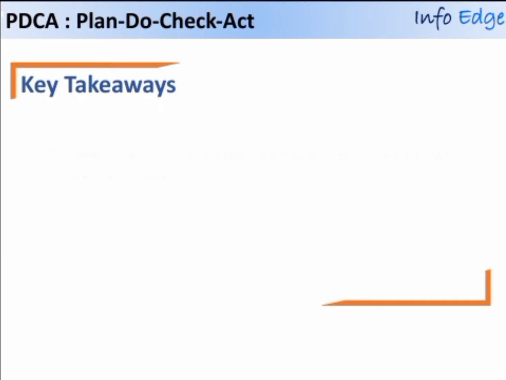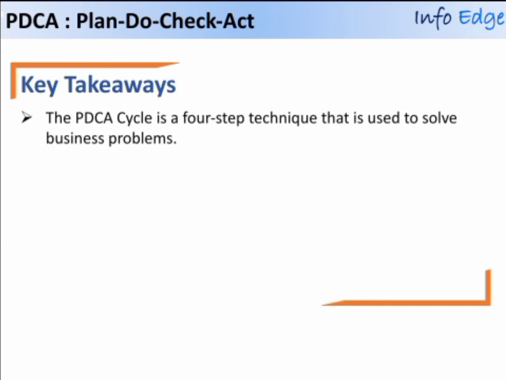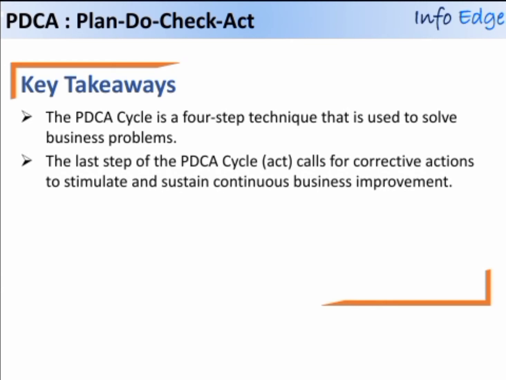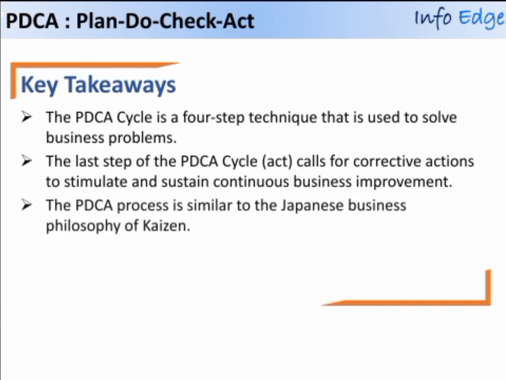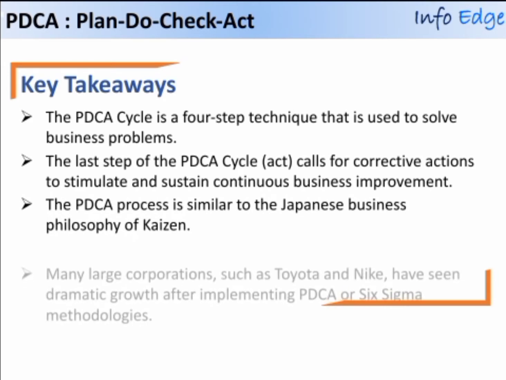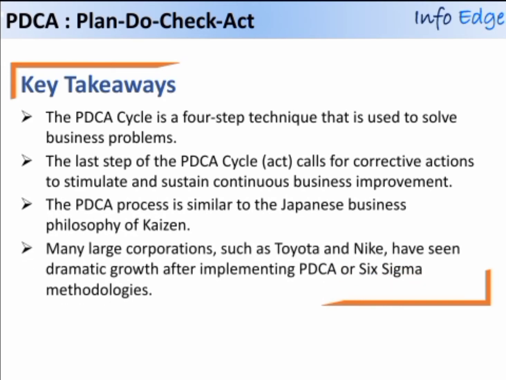We'll see the key takeaways from the PDCA cycle. The PDCA cycle is a four-step technique that is used to solve business problems. The last step of the PDCA cycle, Act, calls for corrective action to sustain continuous business improvement. The PDCA process is similar to the Japanese business philosophy of Kaizen. Many large corporations such as Toyota and Nikkei have seen dramatic growth after implementing PDCA or Six Sigma methodology.